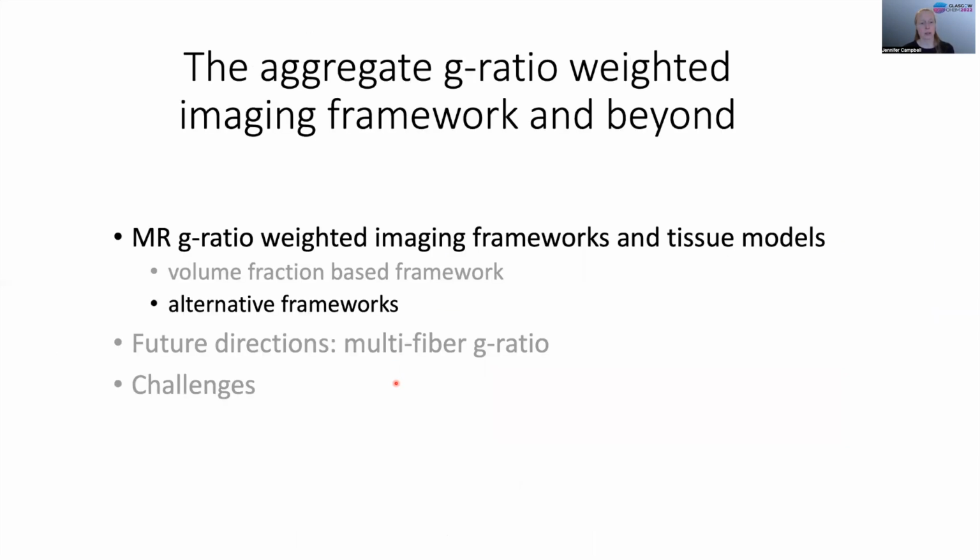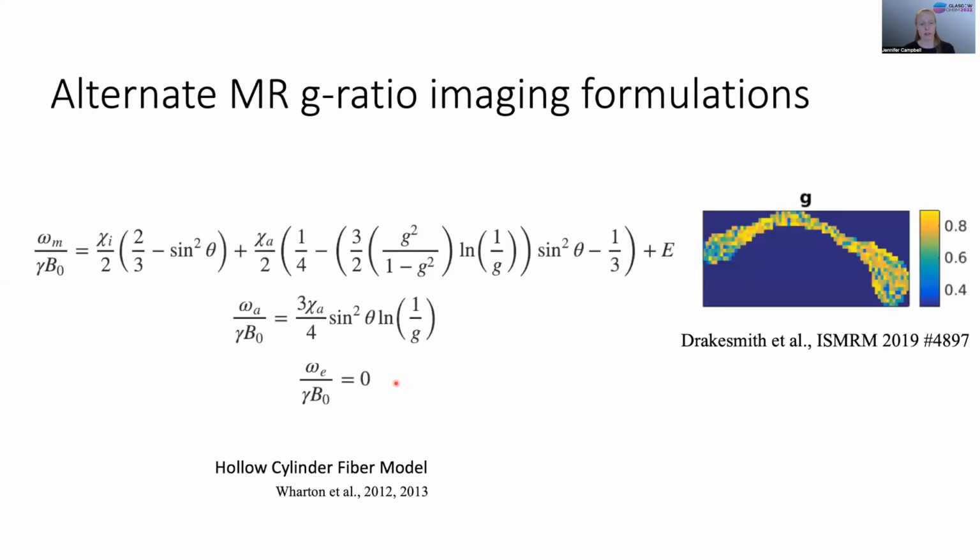So now I'm going to move on to alternate frameworks for estimating the G ratio from MRI. There is a model called the hollow cylinder fiber model that expresses the myelin-induced frequency offsets of the myelin, interaxonal and extraaxonal spaces directly as a function of the G ratio. So what Mark Drakesmith did here was in the mid-sagittal corpus callosum, he employed this model with multi-echo GRE data to estimate the G ratio.